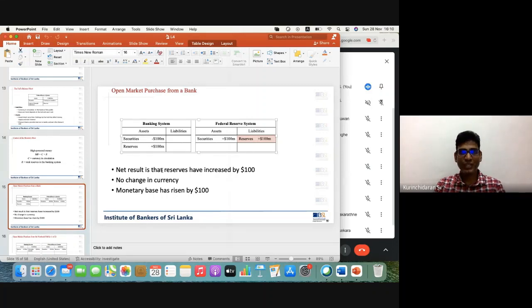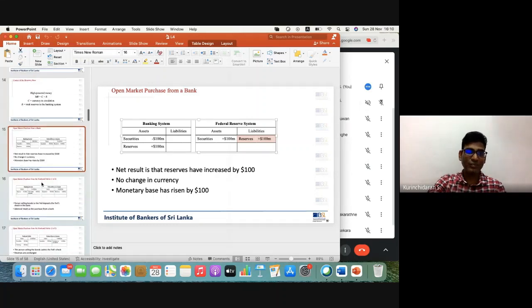I need you all to understand this, the T account. So every time you can think of it correctly. If you forget this T account, sometimes it may be very difficult to understand the scenarios, right?